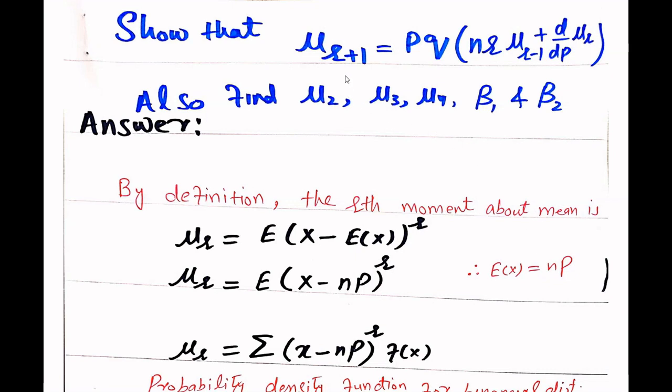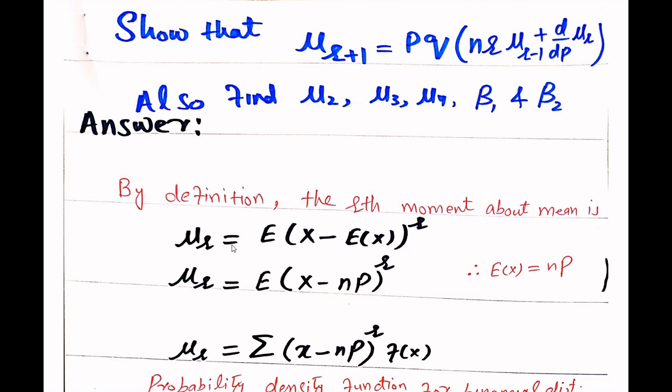In this video, we solve the relationship mu r plus 1 is equal to pq into nr mu r minus 1 plus d over dp mu r. We can also find second moment about mean, third moment about mean, fourth moment about mean, and coefficient of skewness beta 1 and beta 2 for binomial distribution by using this relationship. So first we prove this relationship by definition of rth moment about mean.